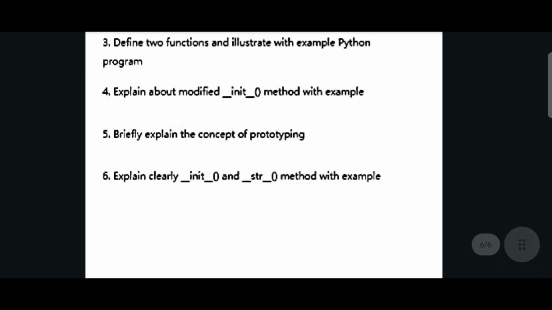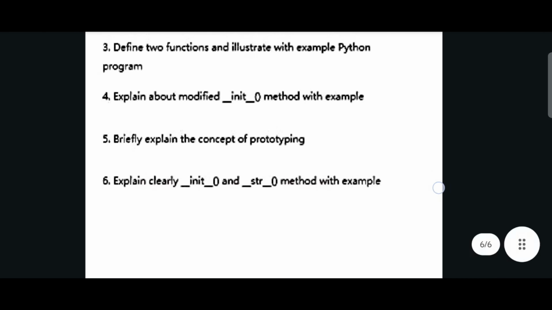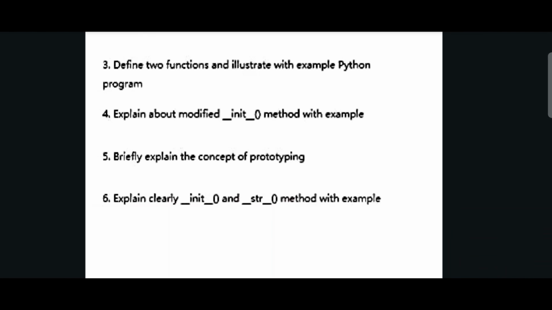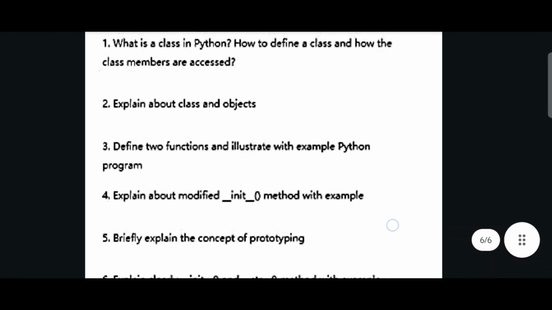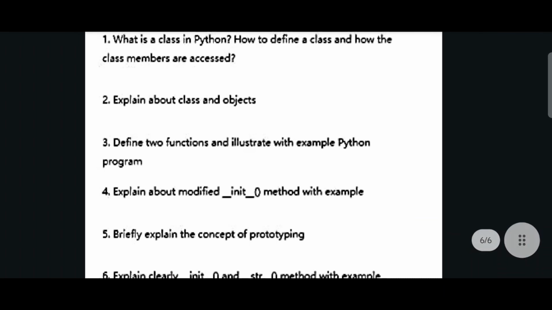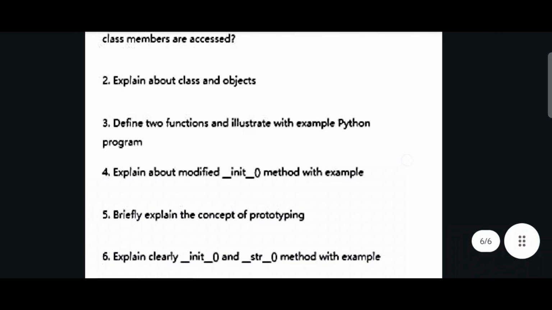After that, briefly explain the concept of prototyping and planning, explain clearly, and these are some more important questions, guys. If you read the starting 4 questions from all modules, I can definitely tell you each module carries 14 marks, okay guys.